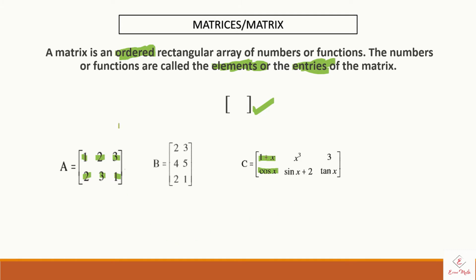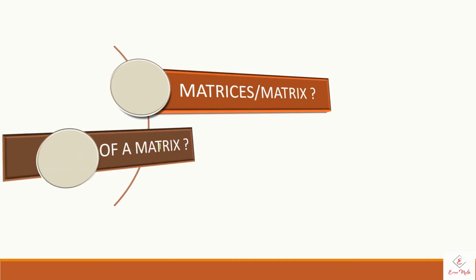So this is what a matrix is. A matrix is nothing but an ordered rectangular array of numbers or functions. Okay? Pause the video to note this down. So the next part is order of a matrix.